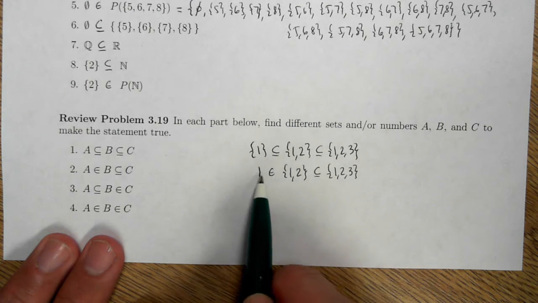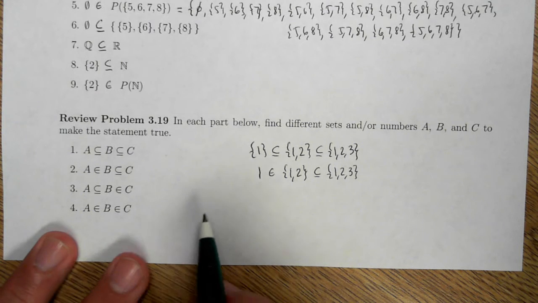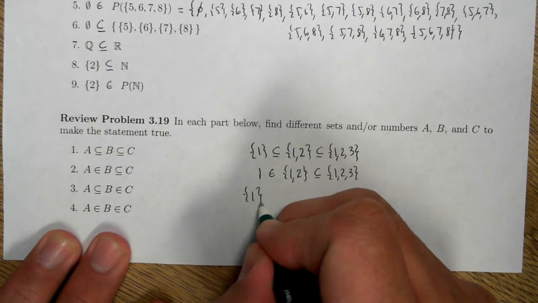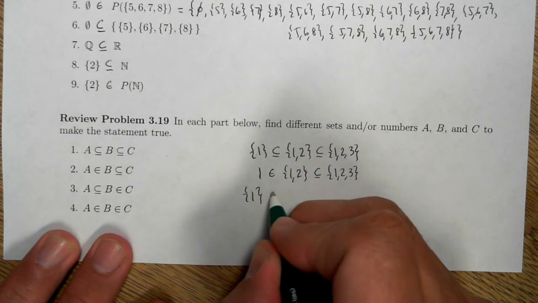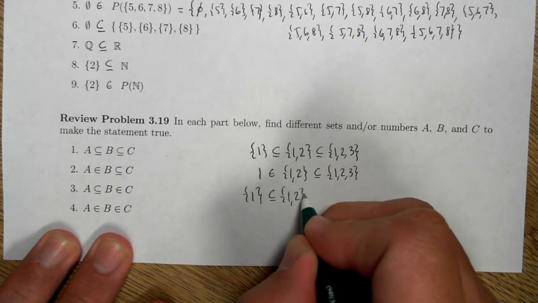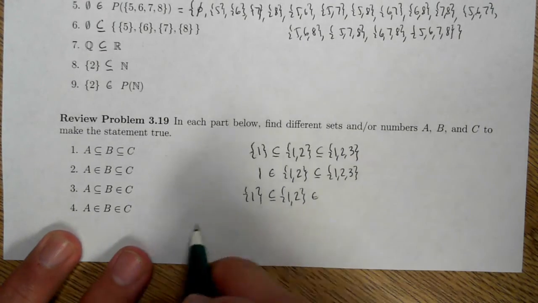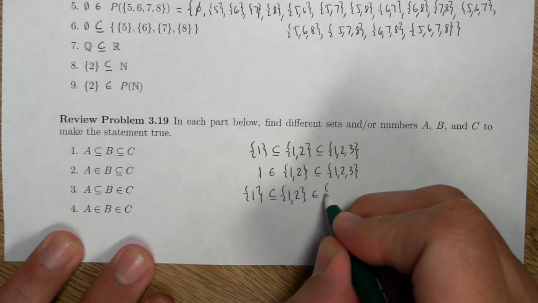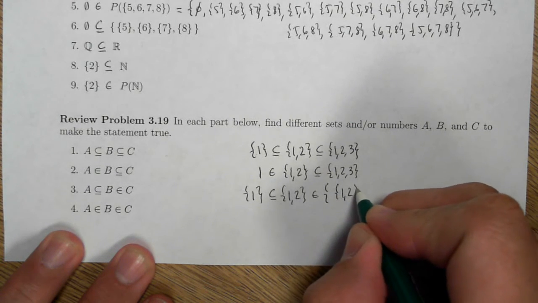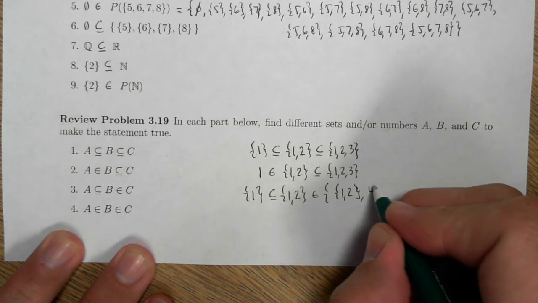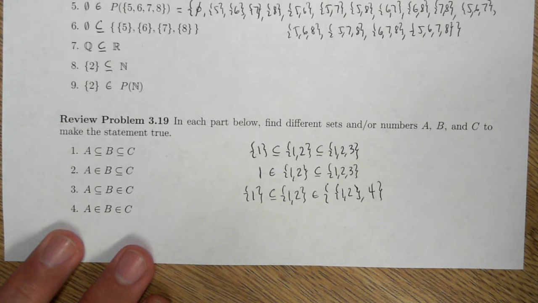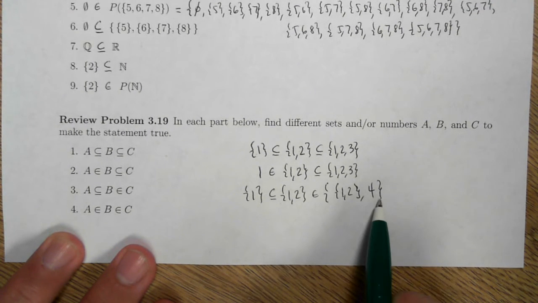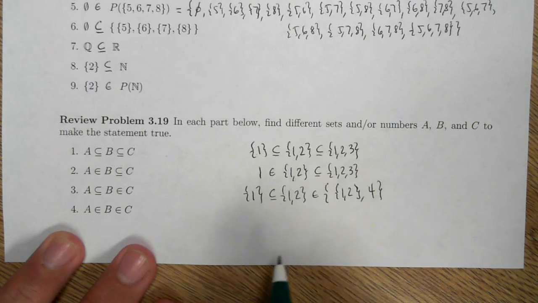Okay, so this time my capital A is actually the number 1. All right, for number 3, I'll start off like I did before. The set containing 1 is a subset of the set containing 1 and 2. Now I need to pick something such that the set containing 1 and 2 is an element of it. So I can have the set containing {1, 2} and maybe something else like 4. This is listed in the elements of my set C here, and so this is an element.